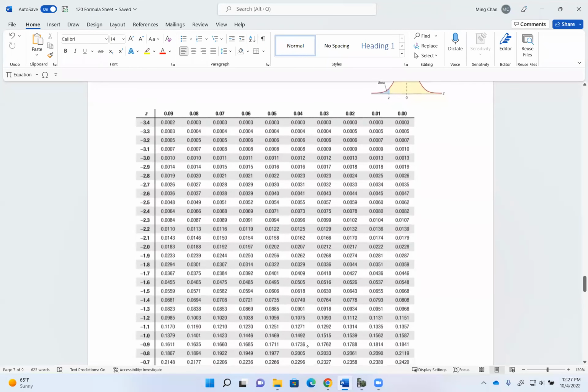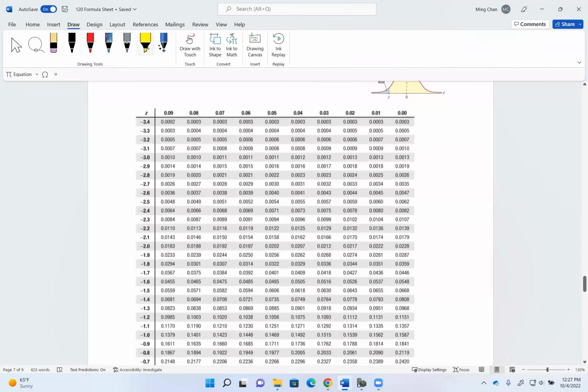So on this page, for negative 2.27, the first column is the first two digits of the z-score, negative 2.2. Negative 2.2 is right here. Negative 2.27, so 7 is up here. If I go this way and come down, that will be this number right here, 0.0116. The row on the very top is the last digit of the z-score. So 0.0116.